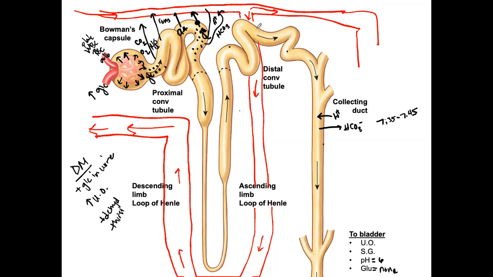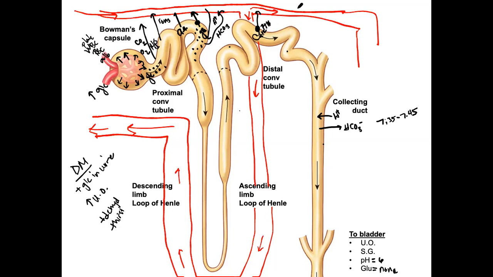So distal convoluted tubule is under hormonal regulation. So when you have low blood calcium, what hormone do you release? Good. Parathyroid hormone. And that's going to cause you to pull in what? Or reabsorb calcium. Good. Okay. So parathyroid hormone causes you to pull in calcium.